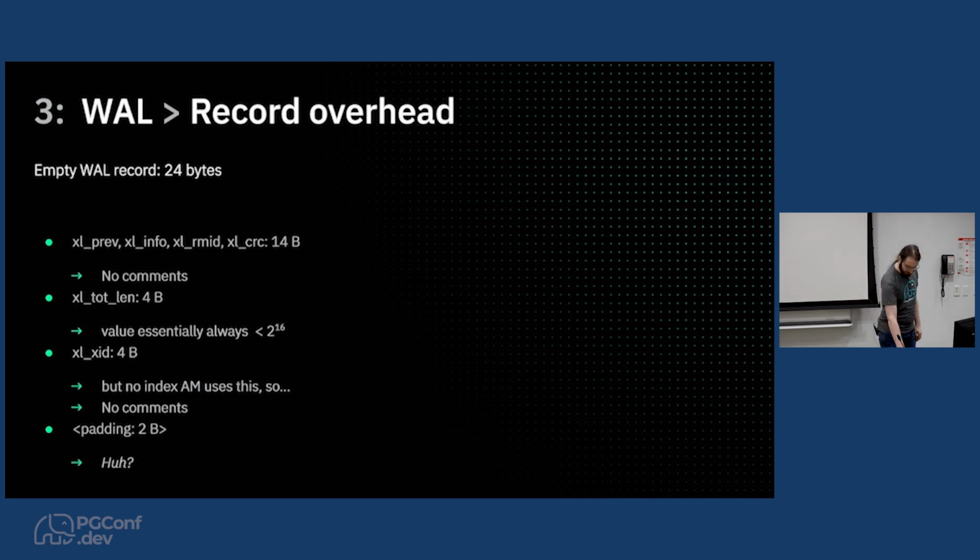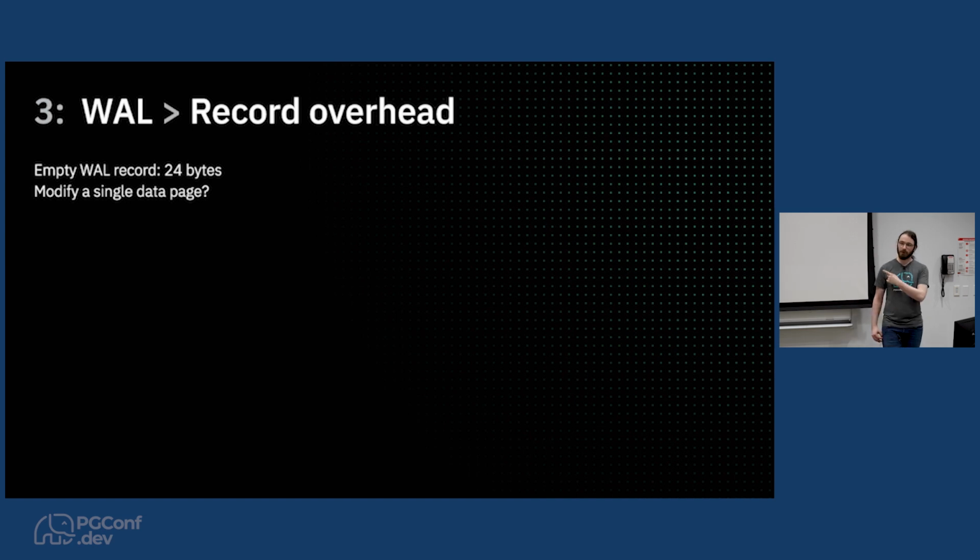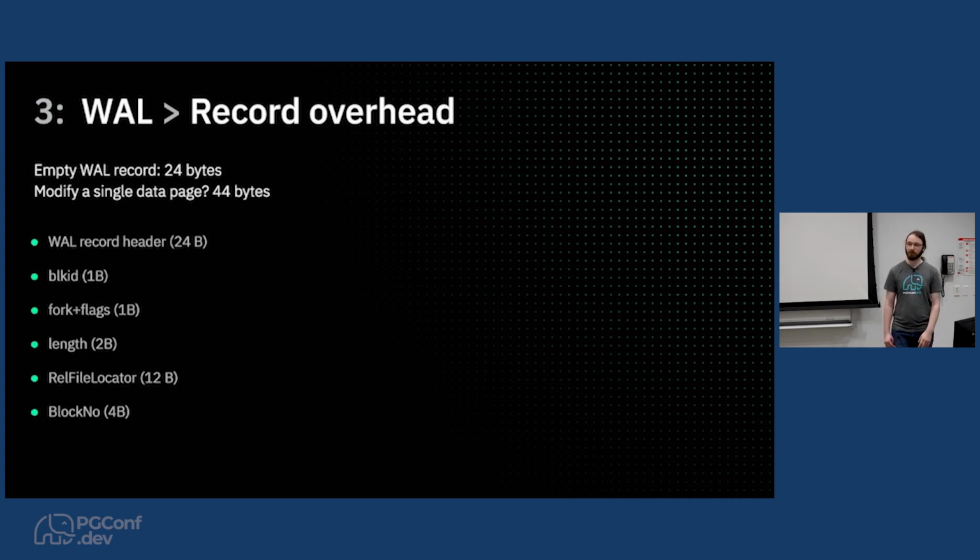That's not great. So when we modify a single page, anyone guess how large a WAL record is that modifies a single page without any data? 8 kilobytes without compression? No, the WAL record itself, just the overhead for modifying a page. It's 44 bytes. Because you have the WAL record header and the block ID, some fork flags, a length, the rel file locator, and the block number which you're modifying. It's a lot.